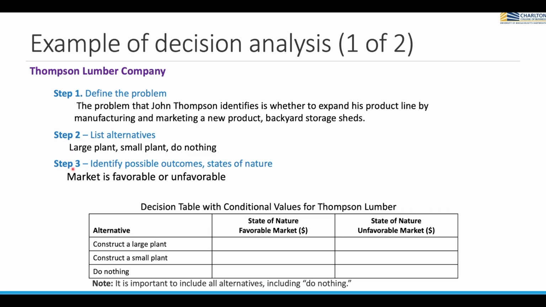In step 3, we want to identify the possible outcomes and states of nature. The state of nature is the future market. Whether the market is favorable or unfavorable, it impacts the selection of each of these decisions. We also need to include do nothing because it's also an option.